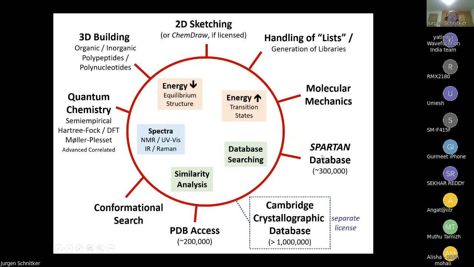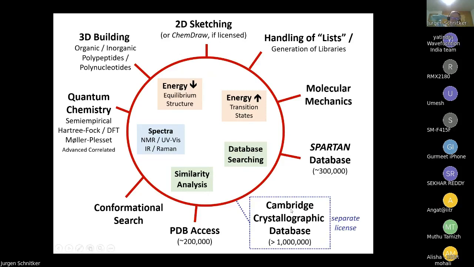Three databases you can tap into. One is the Spartan database, which is about 300,000 molecules, which we will look at a little bit, which you have to install once, and then you can seamlessly tap into it. Wave function, IR frequencies for one particular model, all kinds of calculated properties, all pre-recorded. So at least as a reference, very useful, even though your particular molecule, if it's new, won't be in there. But it's a very useful reference.